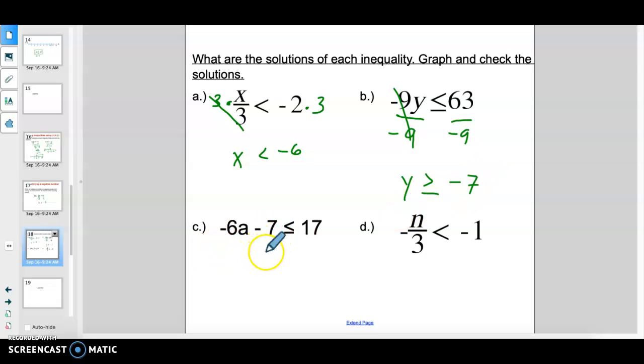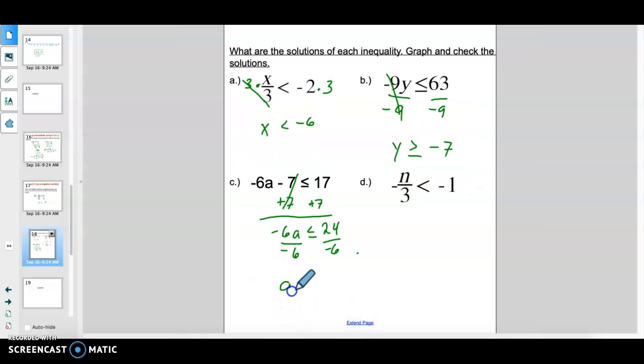For the sake of keeping the video short, I'm not graphing each of these, but you would graph them the same way we've been practicing. Here we start it the same way we normally do, so we've added 7 to both sides. And then once again, we're dividing by a negative number. So because we've divided by a negative, we're going to flip the sign and get a -4.